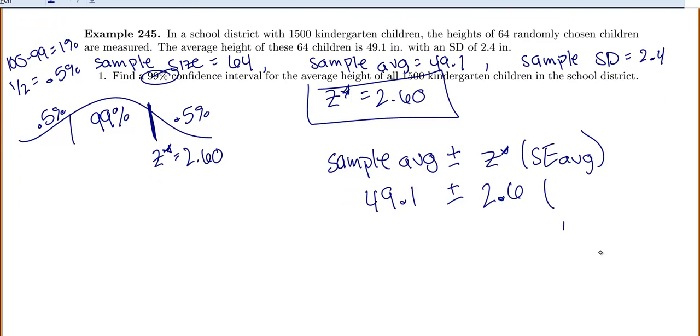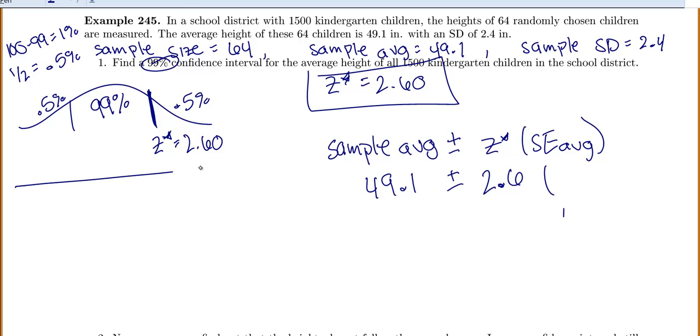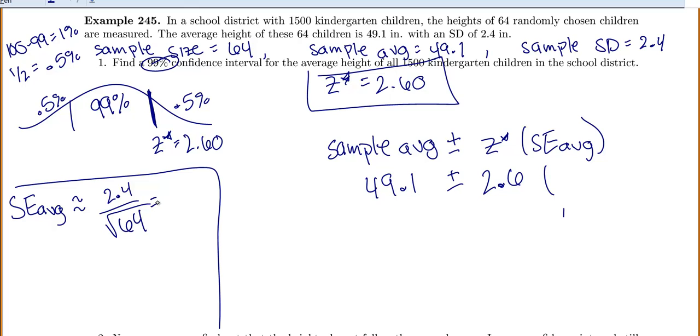Oh, we didn't find our standard error yet. Let's go do that. So the standard error for your average is going to be approximately the sample SD of 2.4 over the square root of the sample size, so square root of 64. So this is 0.3. So it's 49.1 plus or minus 2.6 times our standard error of 0.3. So this gives me 48.6 to 49.6.